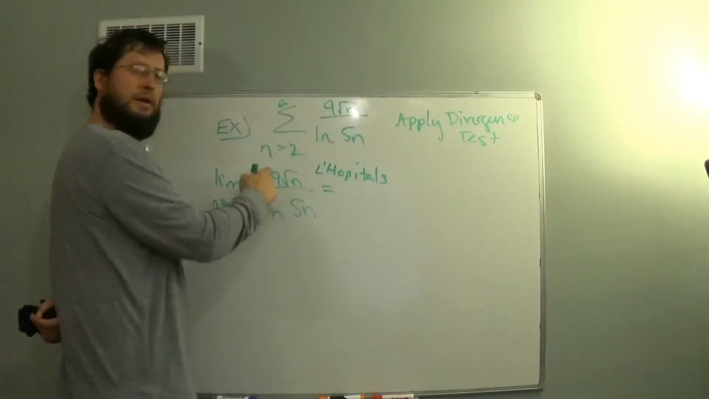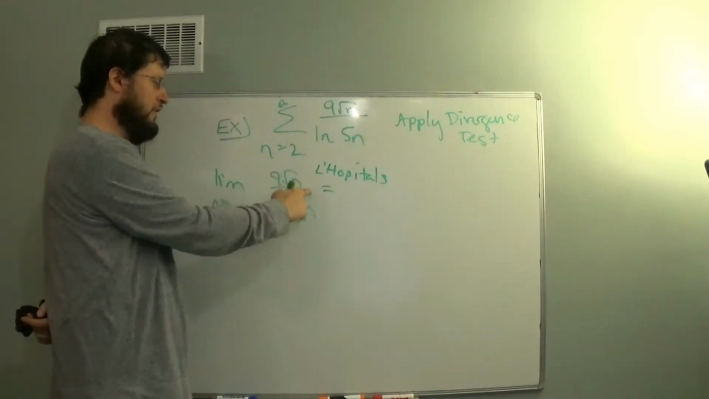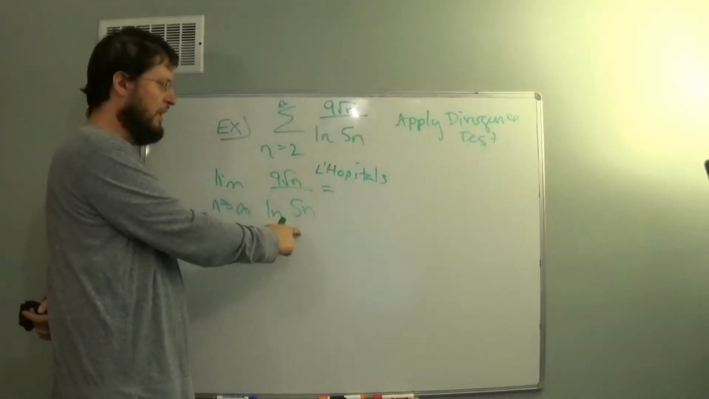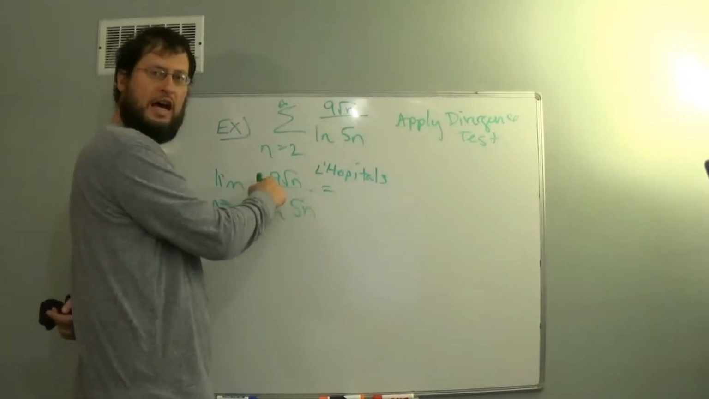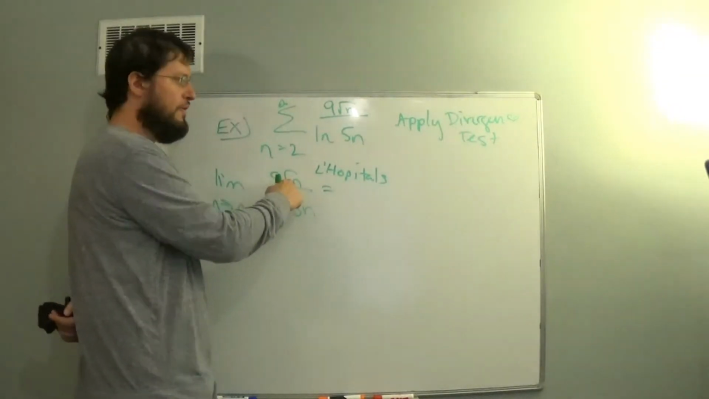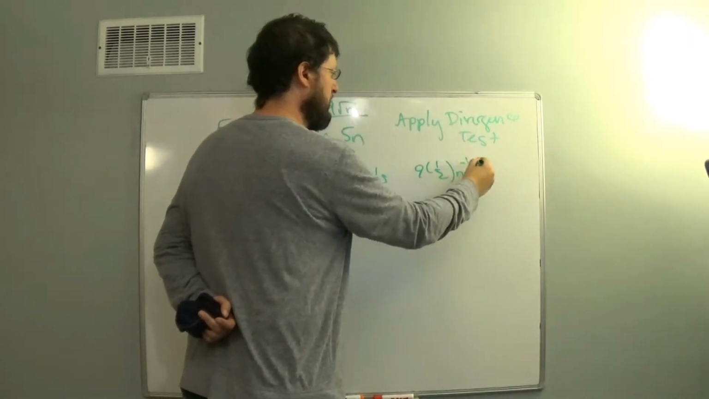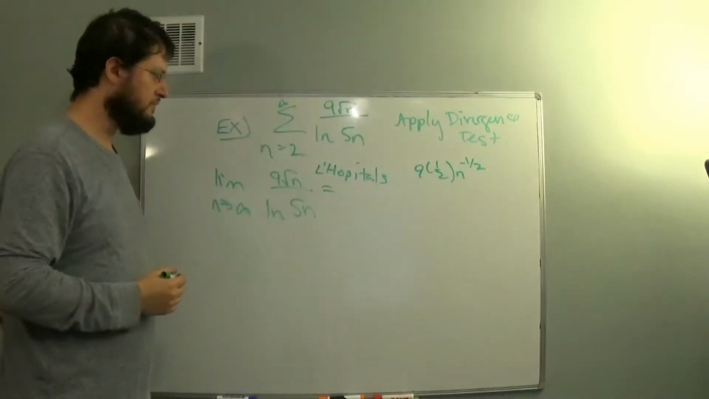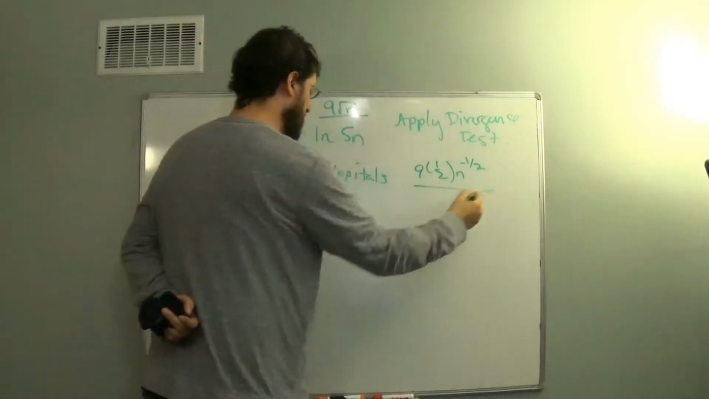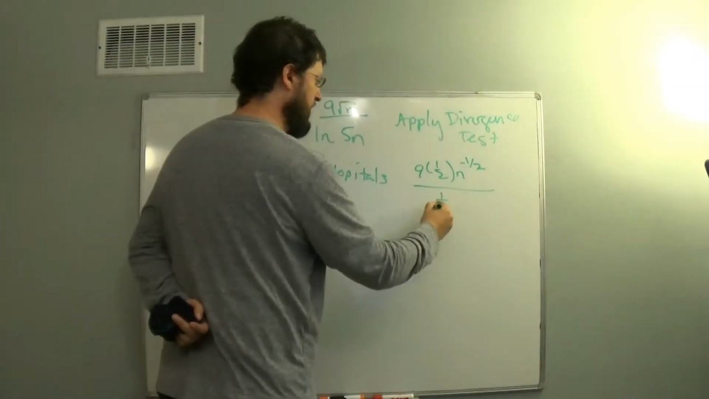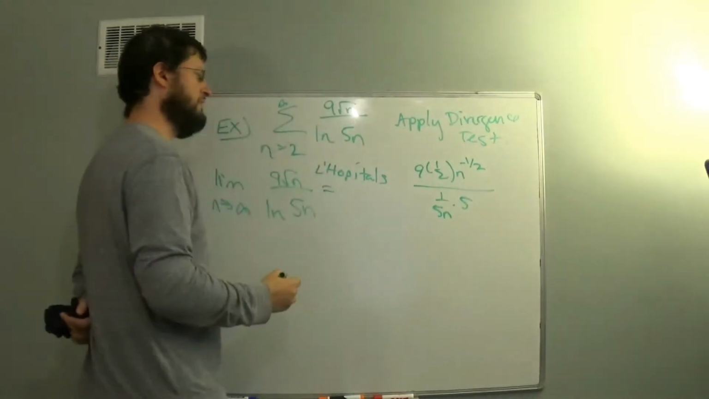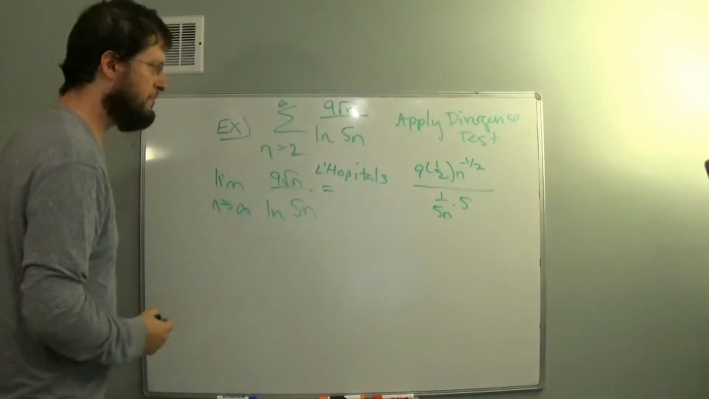If I apply L'Hopital's rule, this is infinity over infinity, which is why we can apply L'Hopital's rule. But this is 9n to the 1/2. So the derivative of 9n to the 1/2 is 9 times 1/2 times n to the minus 1/2. Derivative of ln of 5n is 1 over 5n times 5.